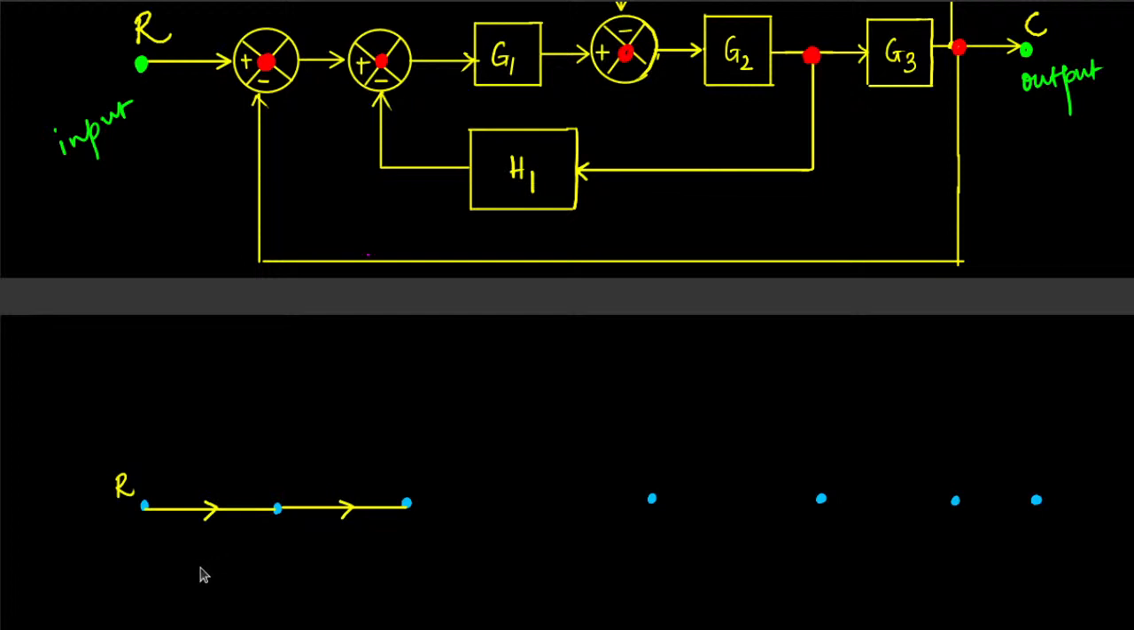All right, no problem there, right? Now look at these two nodes. Whatever is coming out of this node is going into this node. Whatever signal is coming out of this node is going into this node.